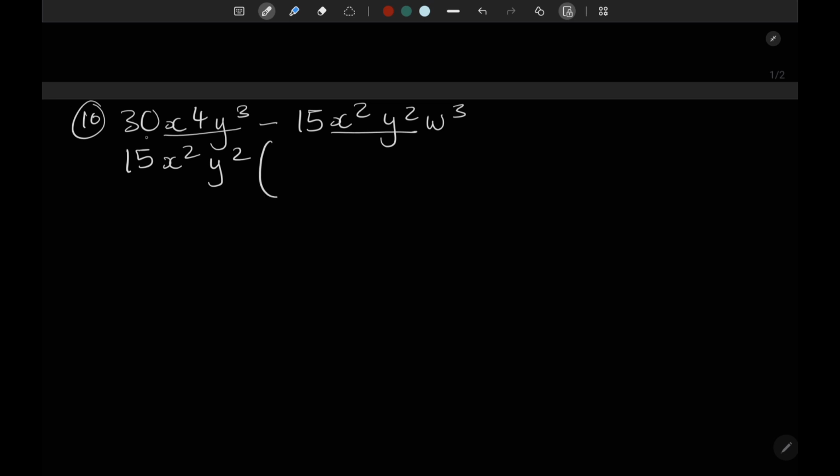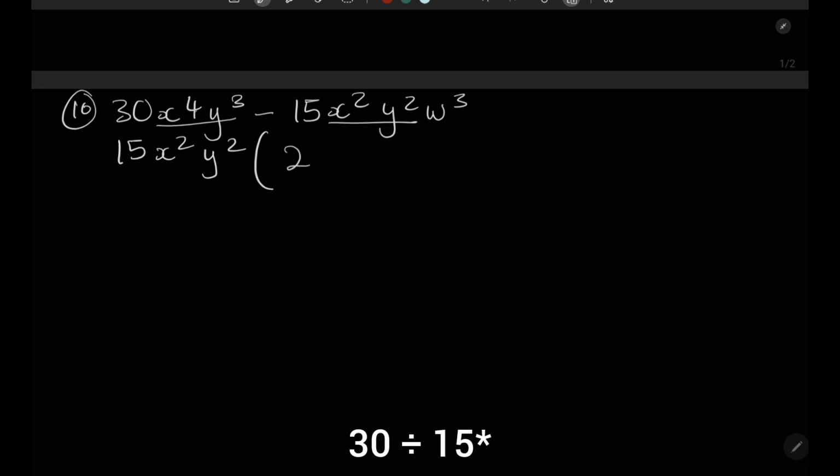Open a bracket. 30 divided by 15 is 2. 2. X to the power 4 and x squared, 4 minus 2 is 2, so this becomes x squared. Y to the power 3 and y squared, 3 minus 2 is 1, so you have y there.